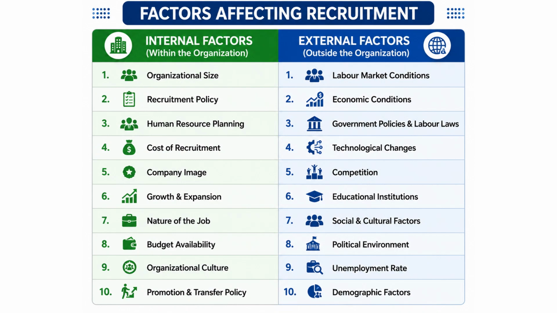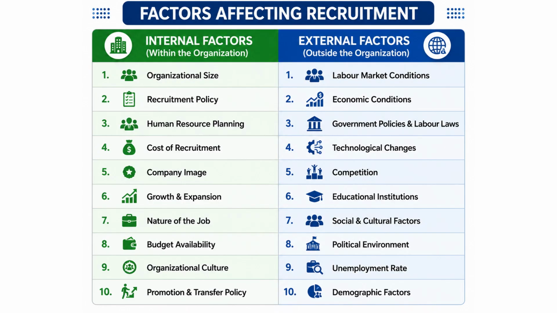Political stability creates better business opportunities and encourages recruitment. Political uncertainties may reduce hiring. For example, when government policies support business growth, company invest more and recruitment is done more.